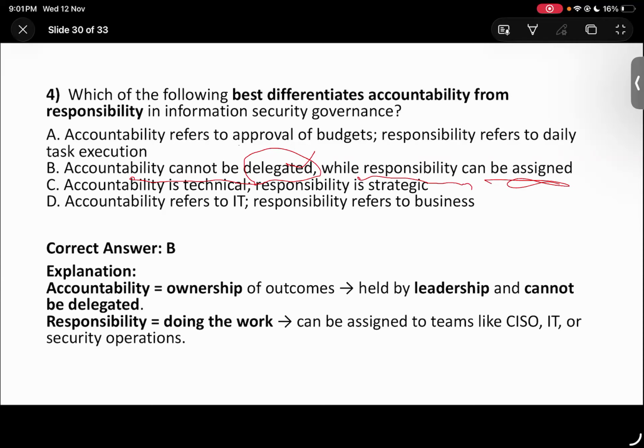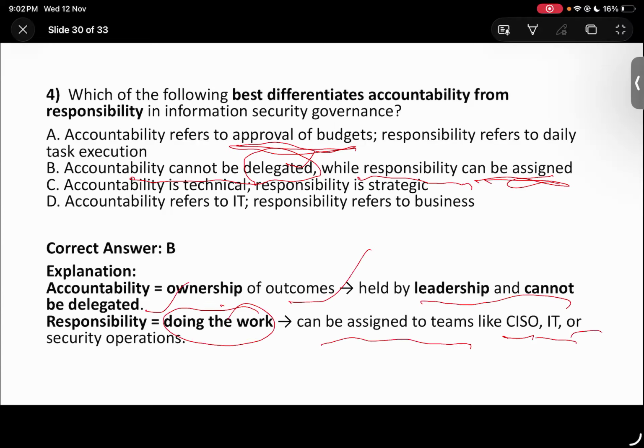No, approval of budget is not really accountability. I will approve the budget, but this is just signing. Where is the accountability in this? Accountability cannot be delegated, whereas responsibility can be assigned. So accountability is the ownership of the outcome held by the leadership and cannot be delegated. Responsibility is basically doing the work, and can be assigned to teams like the CISO, IT, or security operations.